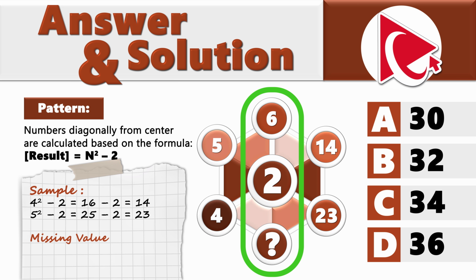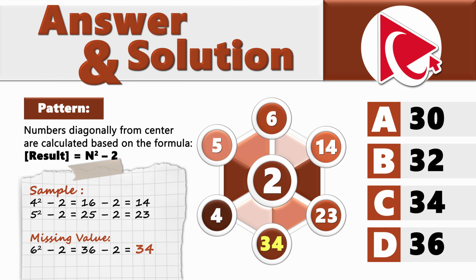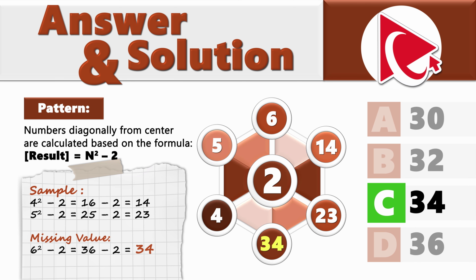Let's do the missing value. 6 to the power of 2 minus 2 equals 36 minus 2, which equals 34. So the correct answer here is choice C, 34.